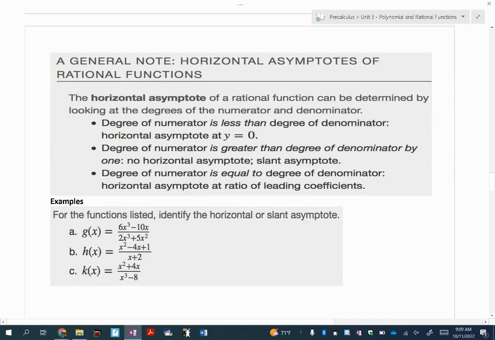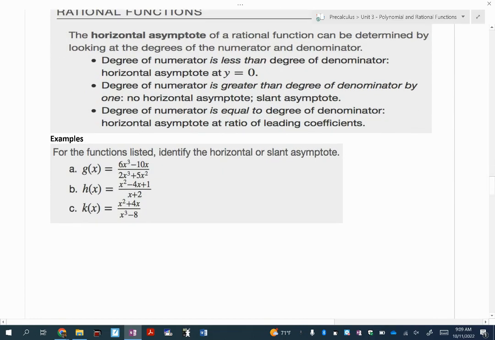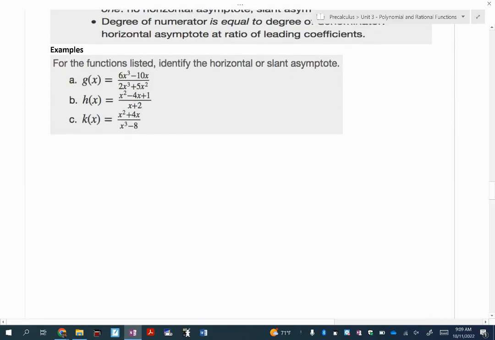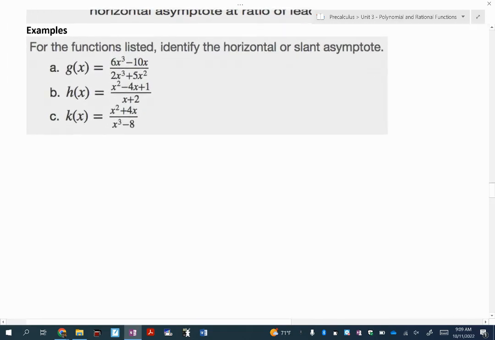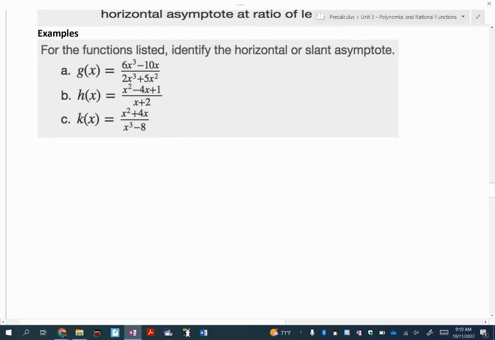So let's use all that to help us find horizontal and slant asymptotes. A little practice, and then we'll go ahead and start graphing, which is the whole point of this. So letter A, I noticed that the degree in the top is 3, and the degree in the bottom is also 3. So my horizontal asymptote is going to be y equals the leading coefficient from the top, which is 6, over the leading coefficient from the bottom, which is 2. So my horizontal asymptote is y equals 3.